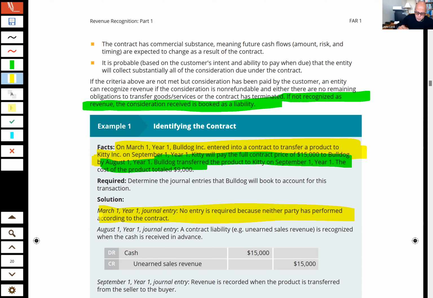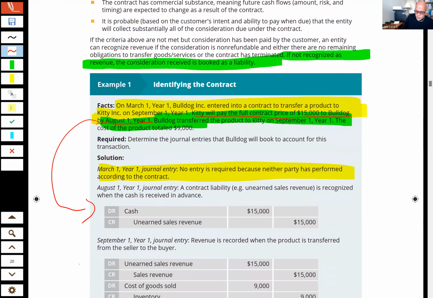On October 1st, though, as they told us in the question, Kitty went ahead and did what? Kitty paid the full contract price on August 1st. And so when they pay, of course, we have to debit cash. And because we haven't performed on the contract yet, we won't until September, we take the liability, right? I think you all know that that's a liability. Forgive me if I'm over explaining the idea that unearned revenue is a liability. Guys, I do teach an introductory class, and I have to keep reminding them that unearned revenue is a liability. So that's a little bit in my DNA right now.